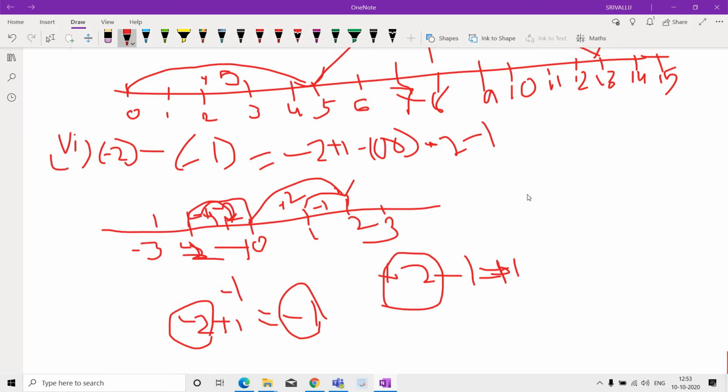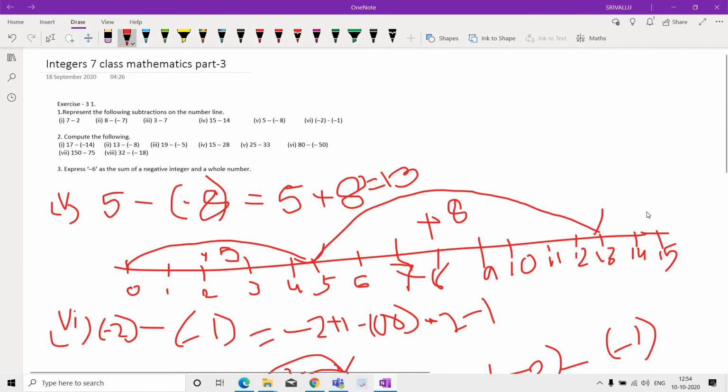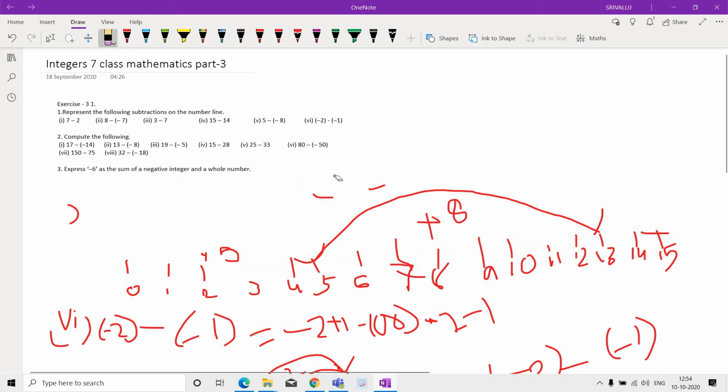But according to the problem, they said subtract -2 from -1. So we completed 6 problems successfully.